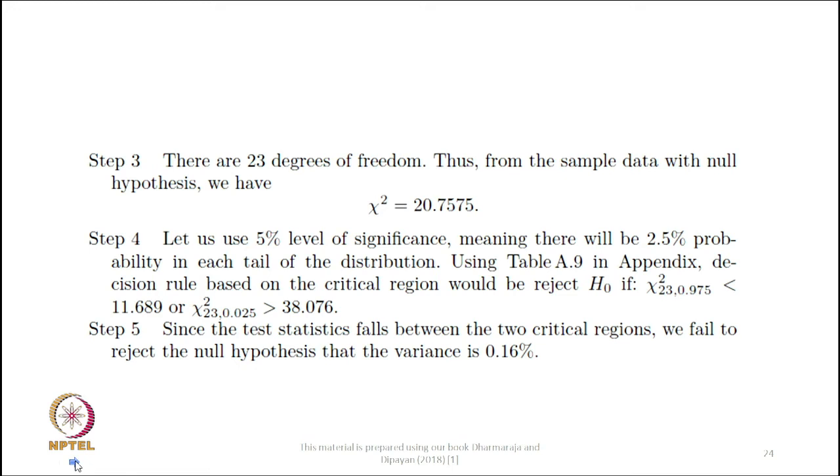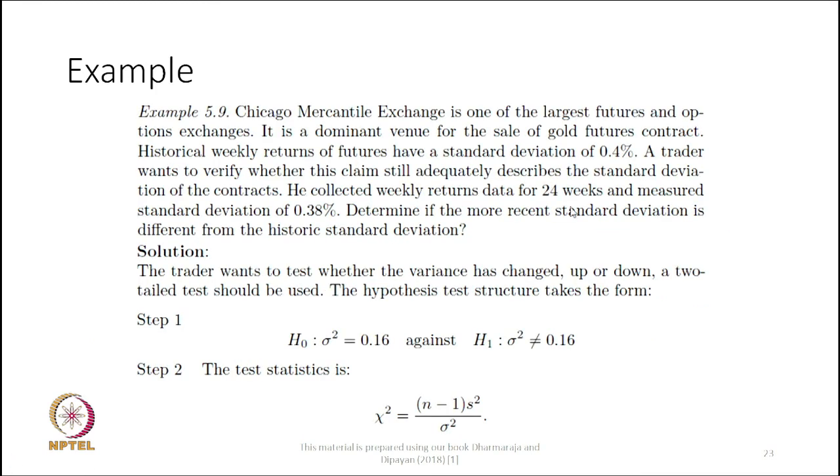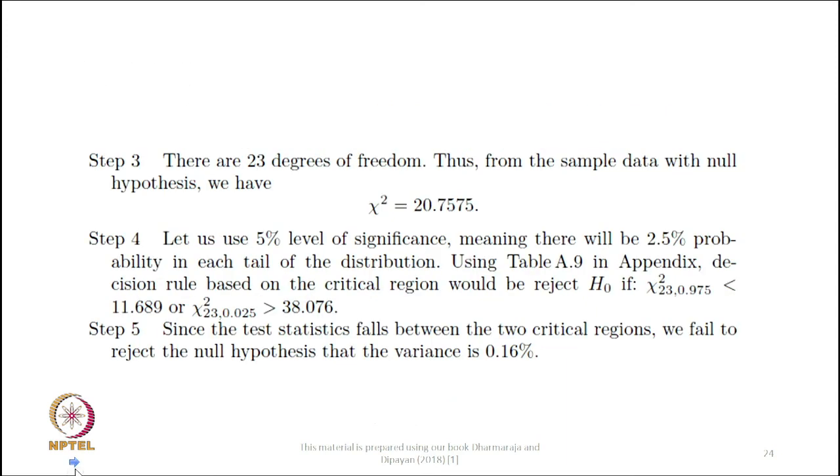Here the degrees of freedom is 23, because you have a sample size of 24. Therefore, the degrees of freedom is going to be 23. So in step 3 you find the value using the sample information, that is this value, and in step 4 you find the table value, then you come to the conclusion of step 5. The conclusion is: since the test statistic falls between the two critical values, we fail to reject the null hypothesis that the variance is 0.16.